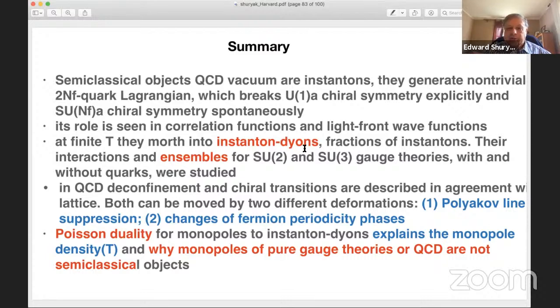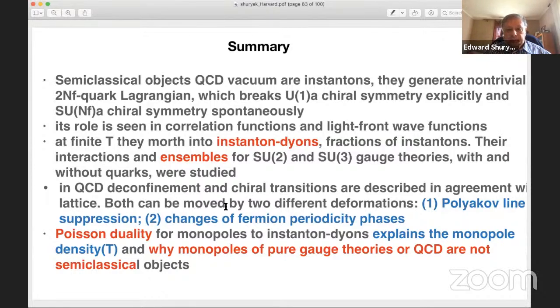We can calculate it classically, and we can calculate one-loop quantum corrections to the interaction, make a partition function, and simulate this ensemble of instantons on a computer. Typically, we have of the order of 100, 200, 300 of them. And these ensembles explain the confinement and chiral transition. They reproduced the order of the transition, the location of the transition, and also if we deform QCD in certain ways, which I didn't have time to explain in detail, we can move either one of them or the other or both.